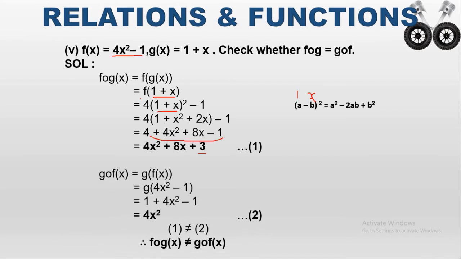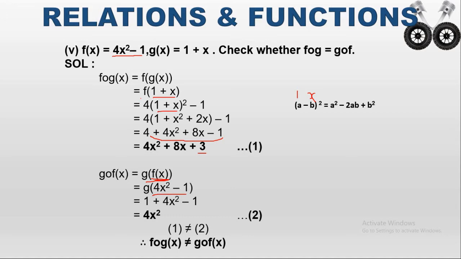So next you have to find the value for g composition f of x. So how can you write g composition f of x? It can be written as g of f of x. First we have to substitute the value for f of x. So the value for f of x is 4x square minus 1. So that can be written as g of 4x square minus 1.